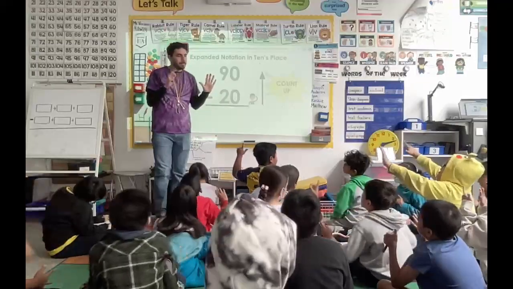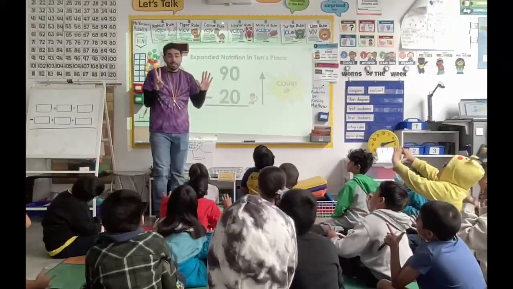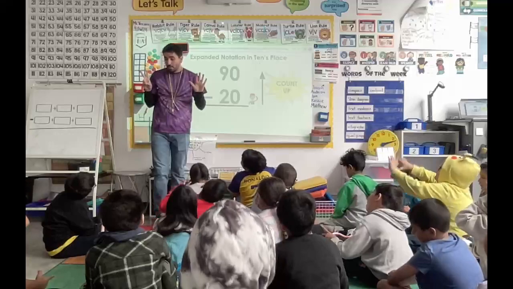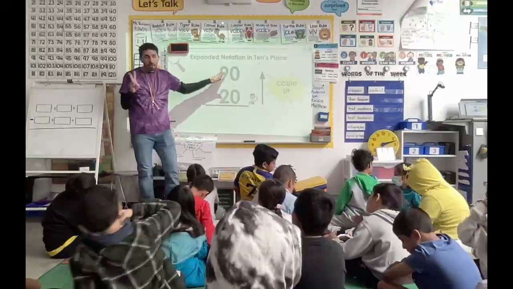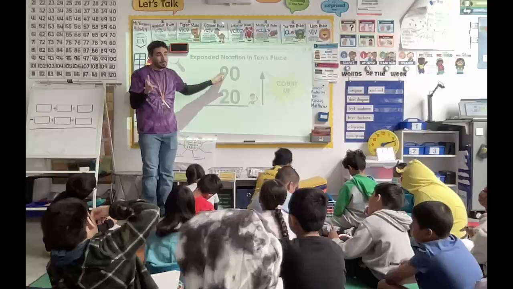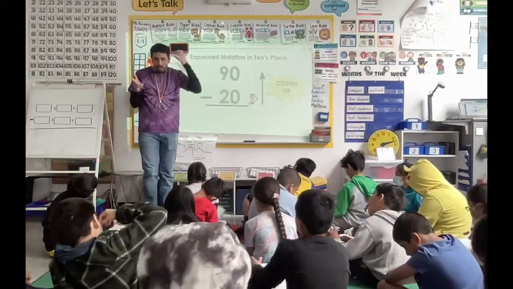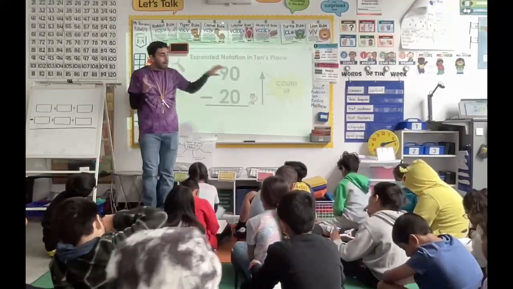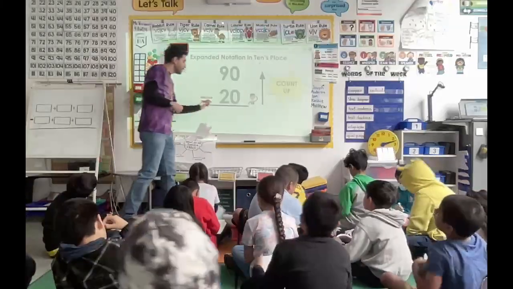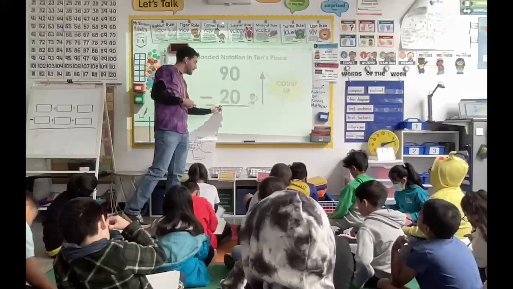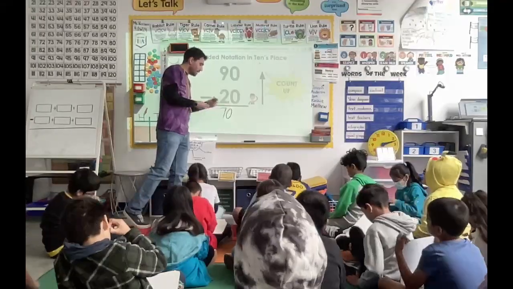70. 80. 90. You need to know when to stop. You stop at 90. You're counting up to 90. That's why you just can't sit there and just count. You have to have some thinking in your head of knowing what you're doing. You're stopping at 90. How many tens is that? 7. So 7 tens is 70. Awesome. Go ahead and erase.